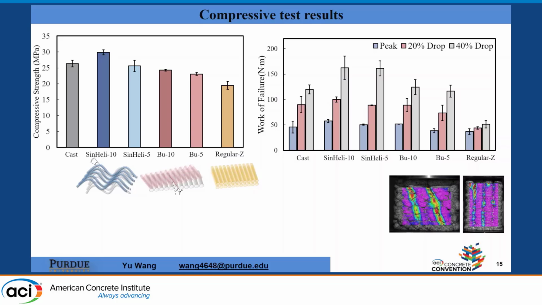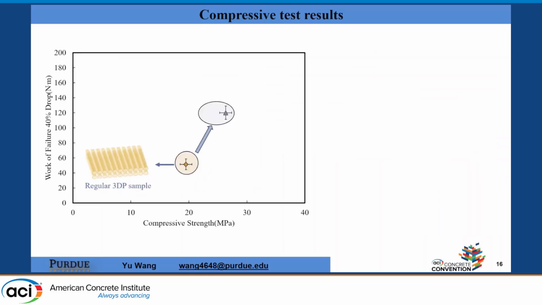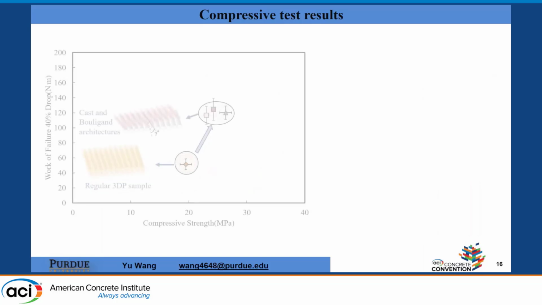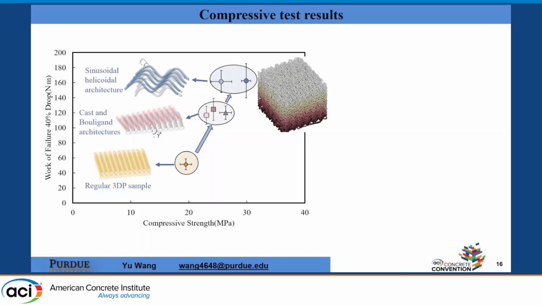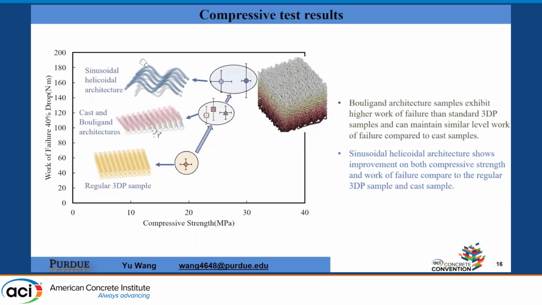So if we put everything together, we can see that if we use Bouligand, it's similar to the cast one, considering all the error bars, the standard deviation is in a similar region to the cast ones. And if we use the sinusoidal helicoidal architecture, we can improve both the strength and the work of failure compared to the cast one, and also much better than the regular 3D printed ones. So yeah, this is the main conclusion.